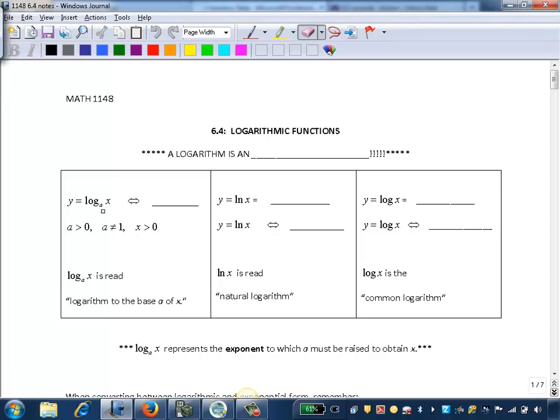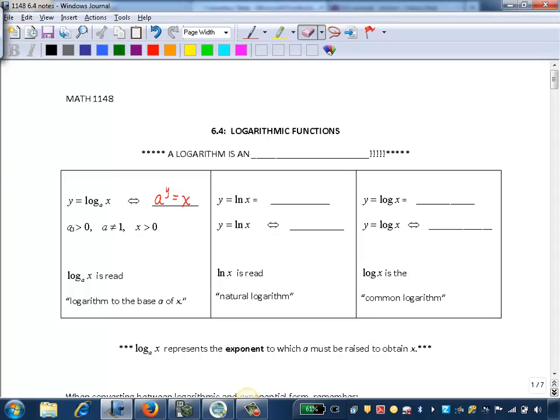And it's important to read it properly in your head when you read these, to remind yourself that that subscript is the base. Y equals log base a of x is equivalent to saying a to the power y equals x.